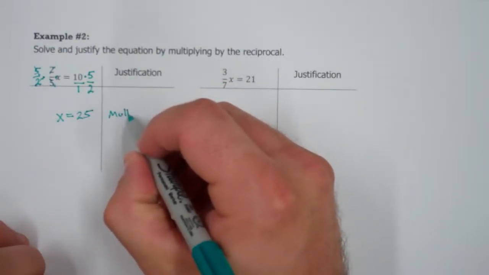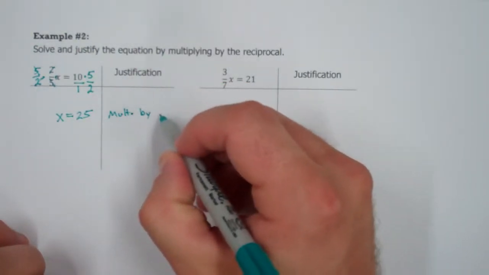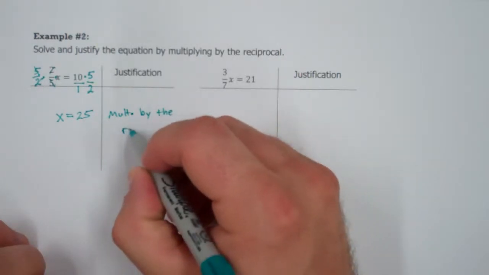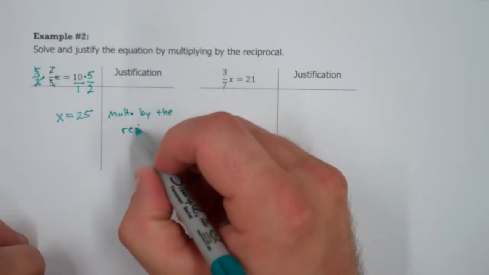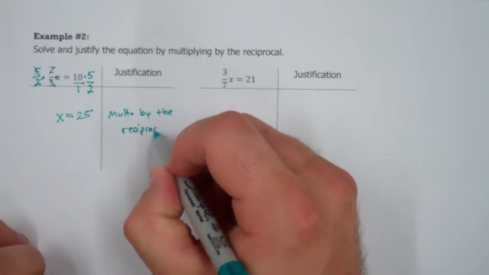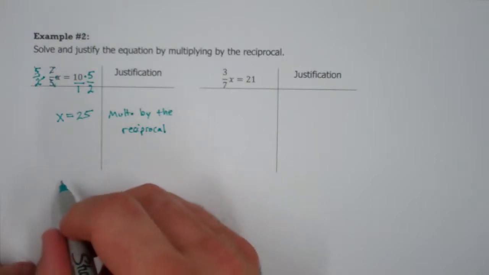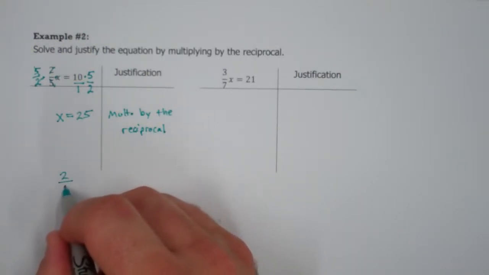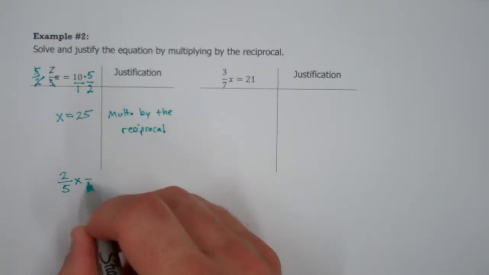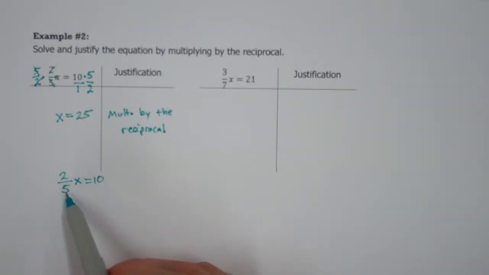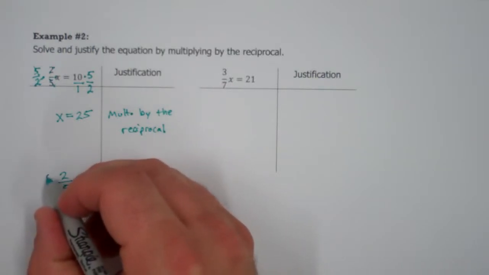So you could say for the justification, multiply by the reciprocal. See, that's supposed to be a C there. Get ahead of myself. There's another way to solve this one. Let me show you an alternative method. So if we had 2 over 5x is equal to 10, we can fraction kill this guy right here just by multiplying by the denominator. That method works pretty well.